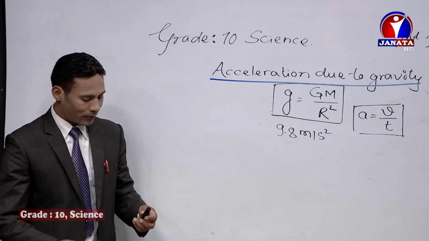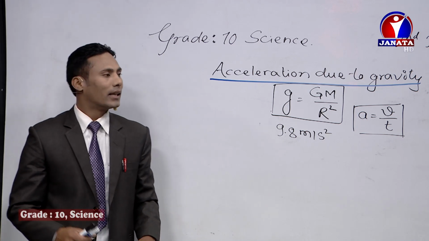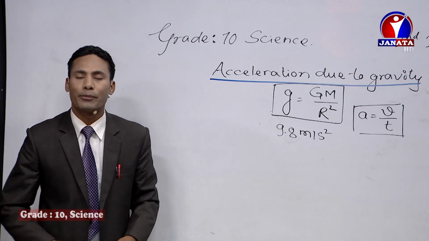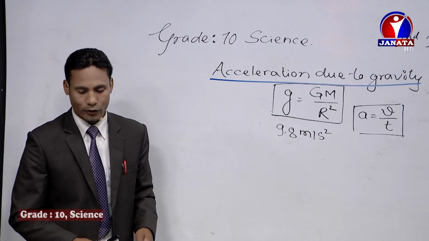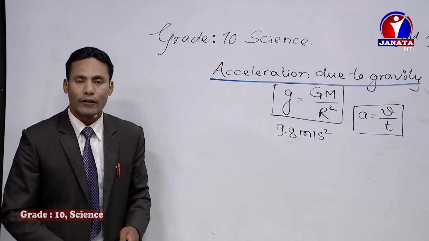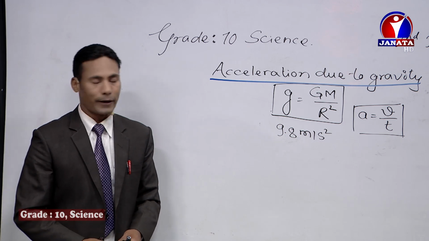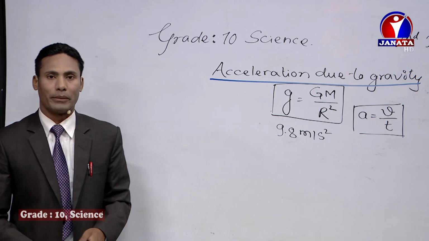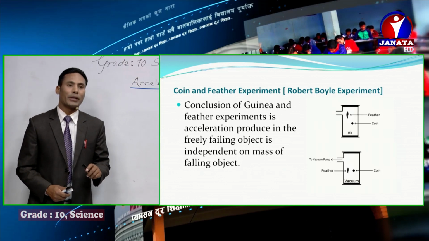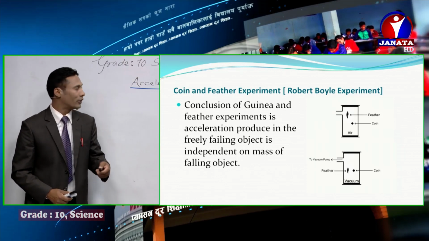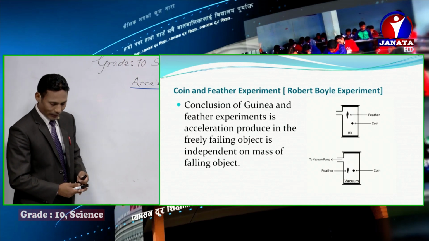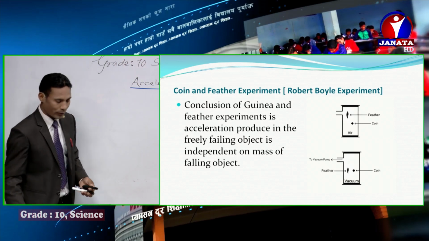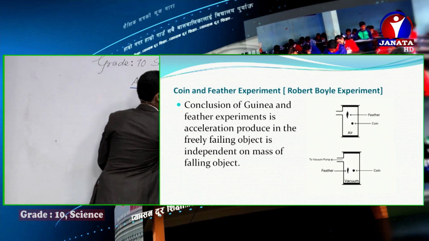And later on, Robert Boyle performed an experiment to support the statement of Galileo, which is known as the feather-coin experiment. Okay, so what is the feather-coin experiment? It is the experiment which proves the conclusion of Galileo's theory. So what is this feather-coin experiment? Let's see.